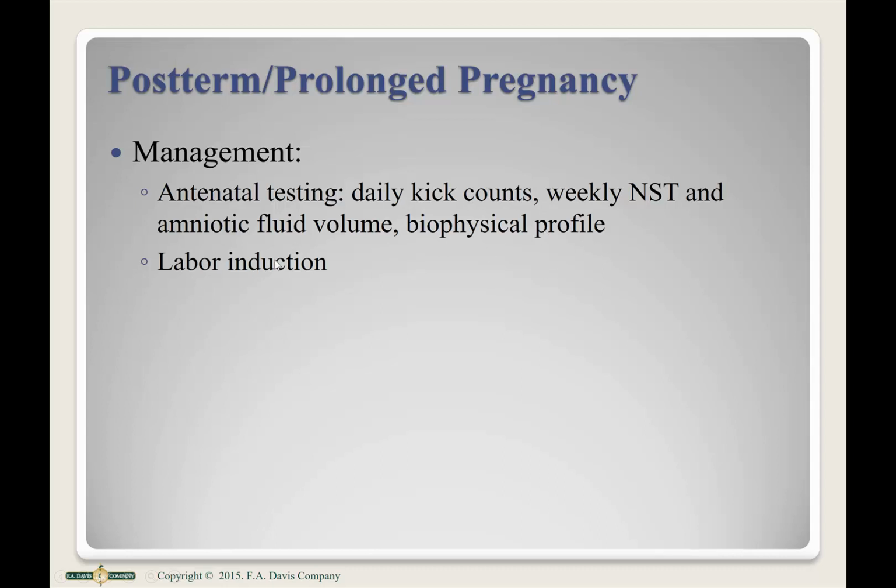But we're going to want to induce this woman. We don't want to let people go to 42 weeks before we start talking about induction. We want to talk about this before and say, we don't want to let you go to 42 weeks. So if you're 40 weeks, we need to start having the conversation of when we are going to do your induction.